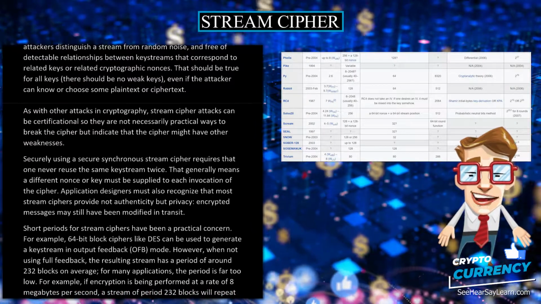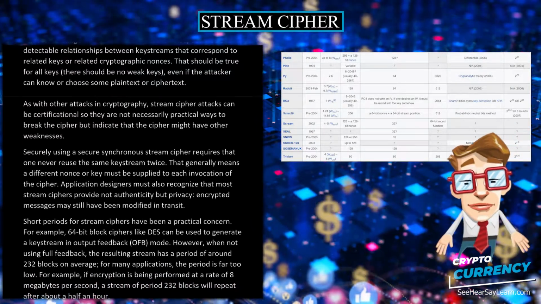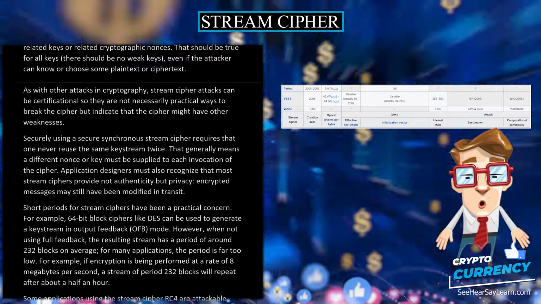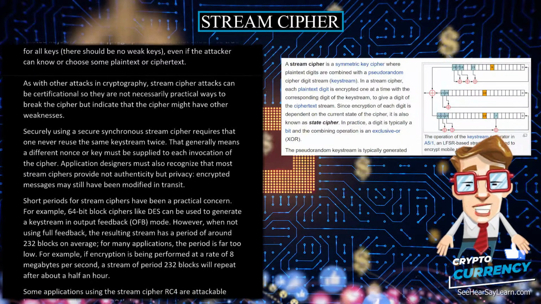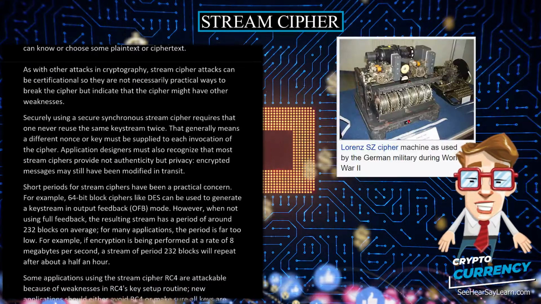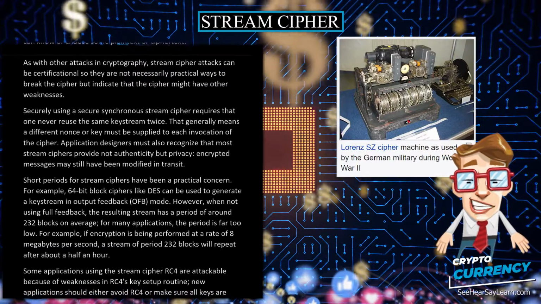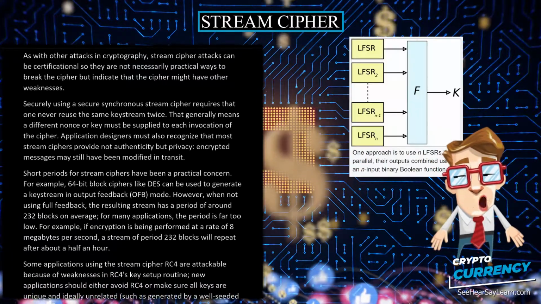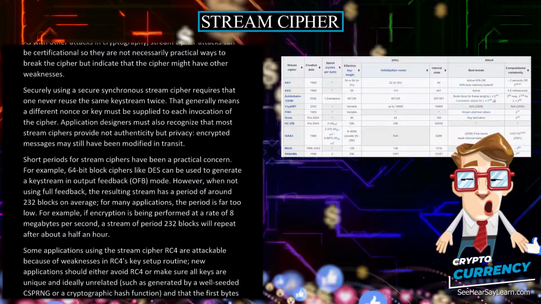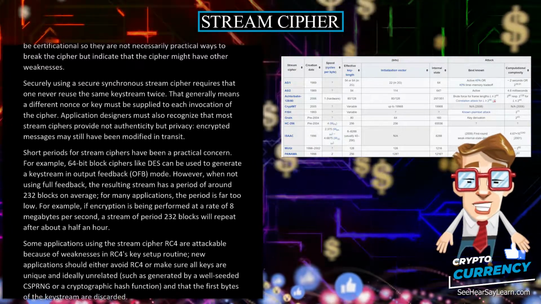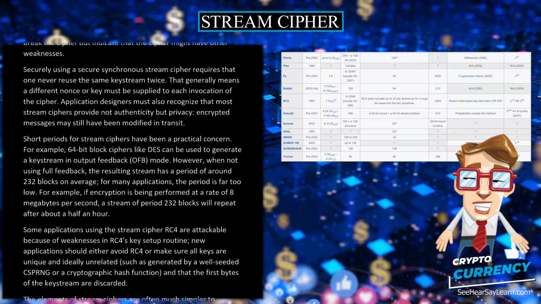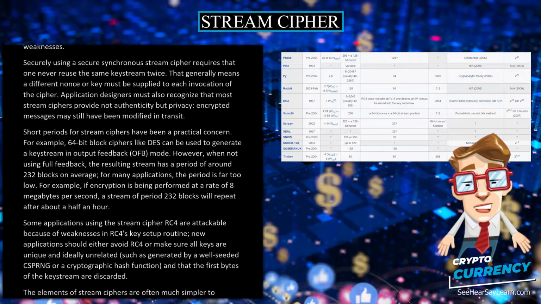Short periods for stream ciphers have been a practical concern. For example, 64-bit block ciphers like DES can be used to generate a keystream in output feedback (OFB) mode. However, when not using full feedback, the resulting stream has a period of around 2^32 blocks on average. For many applications, the period is far too low. For example, if encryption is being performed at a rate of 8 megabytes per second, a stream of period 2^32 blocks will repeat after about half an hour.